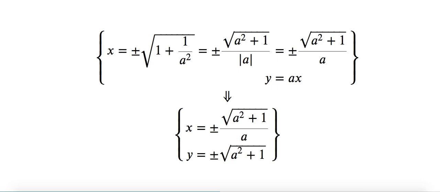One thing to note is that over here, if a is positive, then the absolute value of a is a, and x is covered by this expression. If a is negative, the absolute value of a is minus a, and x is also covered by this expression.